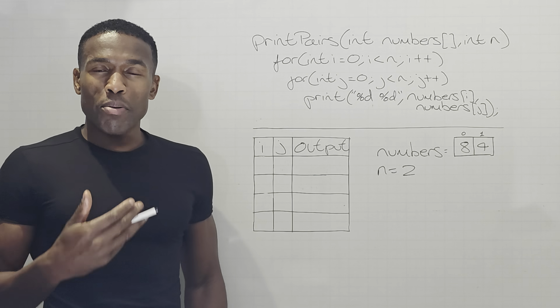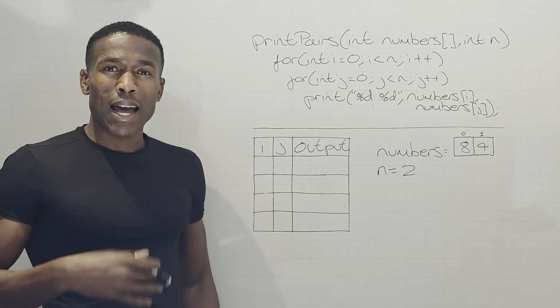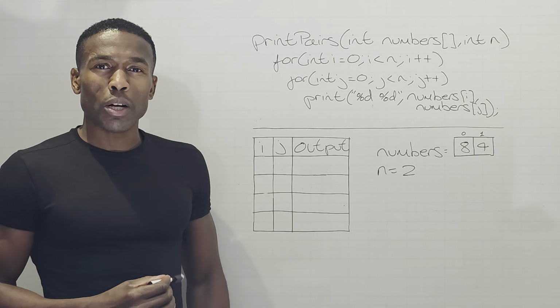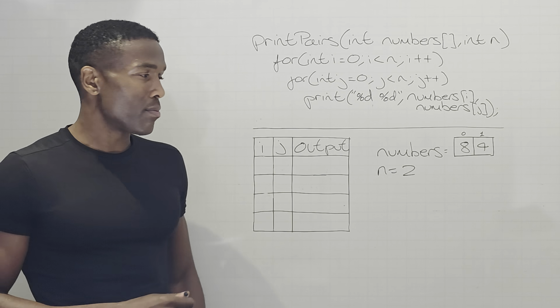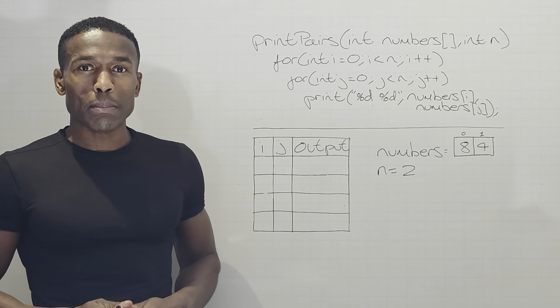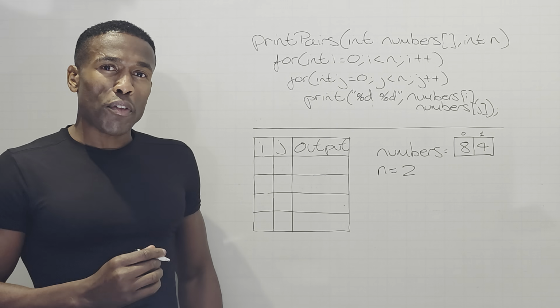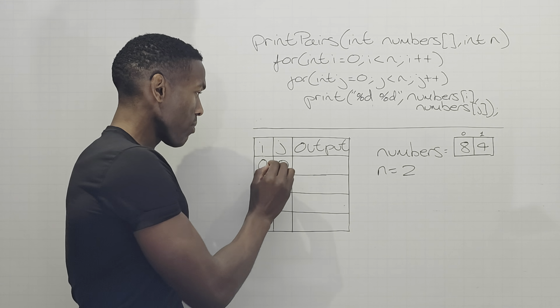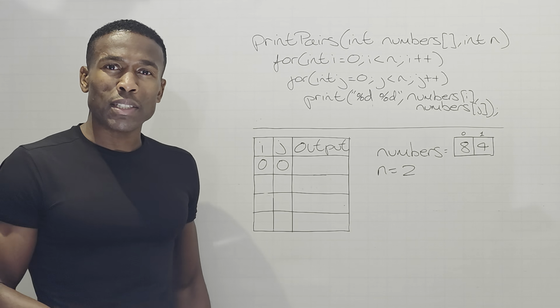So let's use the example here to trace through our algorithm. Here we have our array of numbers and the length of the array, 2. Then here we have a table with i and j columns representing the outer and inner loops respectively, and an output column so we can record what's being printed. So, to begin with, both loops will start at the beginning of the array. We can then print out the values at those indices.